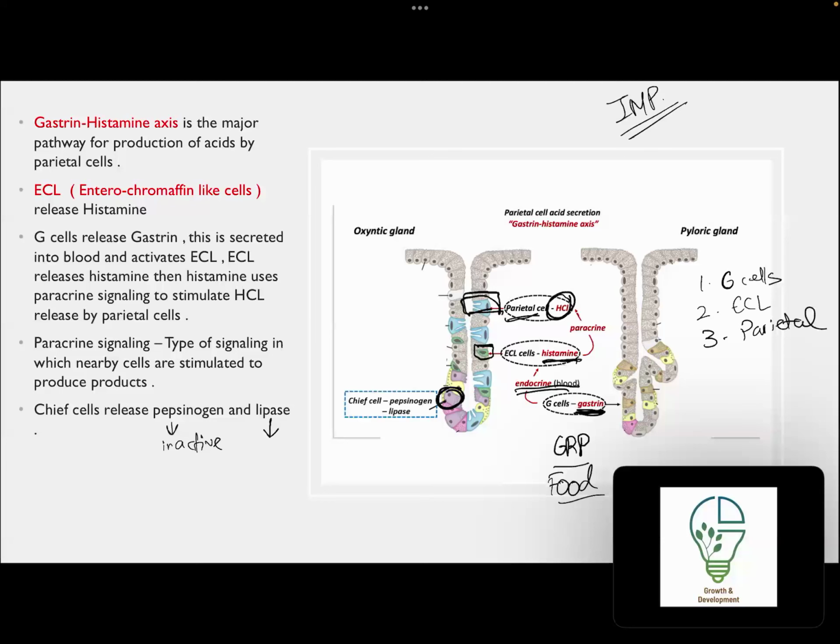And again, this is the most important slide, the gastrin-histamine axis, because a lot of the things that we learn after this are based on this concept. So let's go over the order one last time. G cells, gastrin. Gastrin goes to the blood. From the blood, it activates ECL. ECL releases histamine. Histamine acts on parietal cells, and parietal cells release HCl. And that's the gastrin-histamine axis.